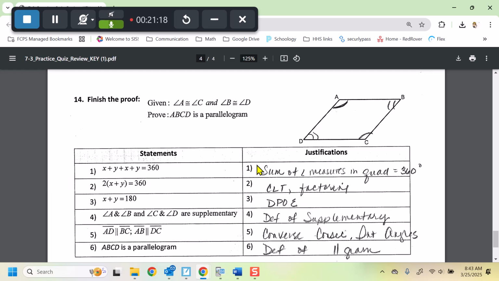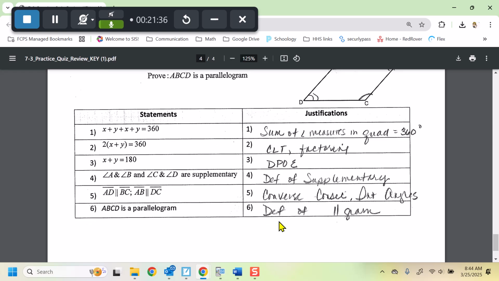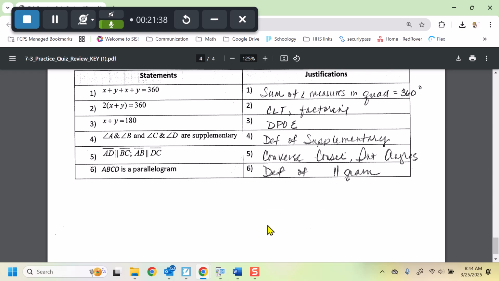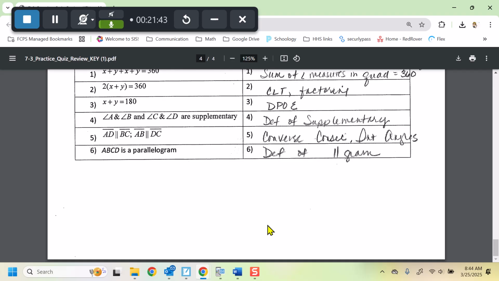The sum of the measures of a quadrilateral is 360 degrees. We can do combining like terms and factoring. X and Y are going to be 180 degrees. The definition of supplementary says that they are supplementary. Then I get the converse of consecutive interior angles proving that they are parallel, and therefore it's a parallelogram by definition. Are we good? Awesome, cleared us.